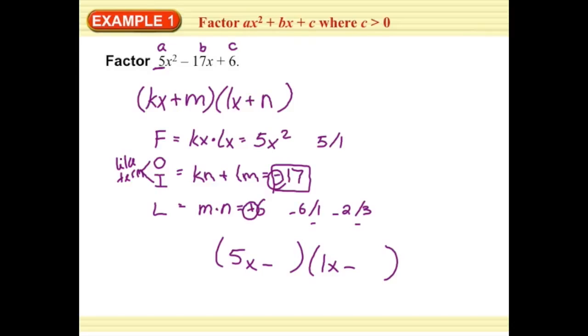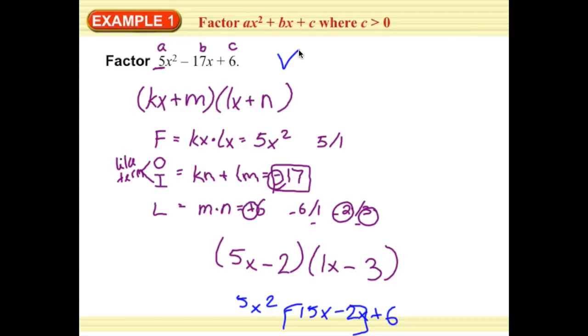I can say 17 is a larger number. I know that 5 times 3 will get me to 15, and 1 times 2 will get me to 2, and 15 plus 2 equals 17. So if I look at that function and I check my work, I should be able to FOIL this now and say 5x times 1x is 5x squared. Outer terms is minus 15x minus 2x, and then plus 6. Minus 15x and minus 2x is minus 17x. So I have the same function I started with, which is exactly what I need.